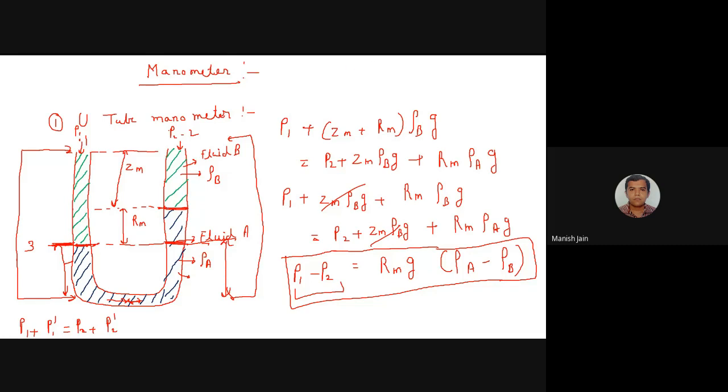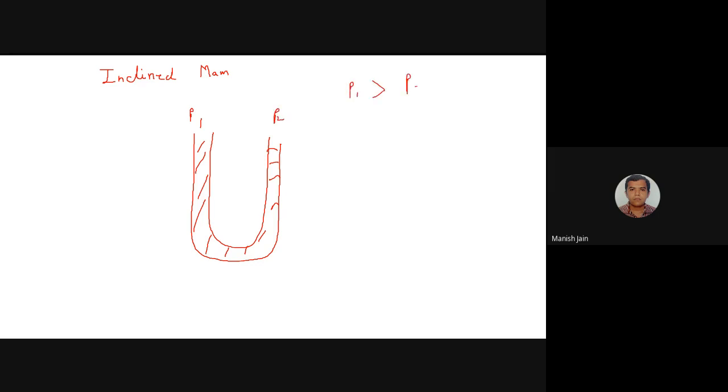Suppose you have only the water inside the tube. सब एक कंडीशन लेते हैं हम इंक्लाइंड पढ़ने से पहले. Suppose this U-tube is filled only with water, है ना, इसमें खाली वाटर भरा हुआ है. Here you have the pressure P1, here you have the pressure P2, and P1 is greater than P2. तो क्या होगा, because you have the pressure difference, fluid starts to move from this point to this point, है ना.